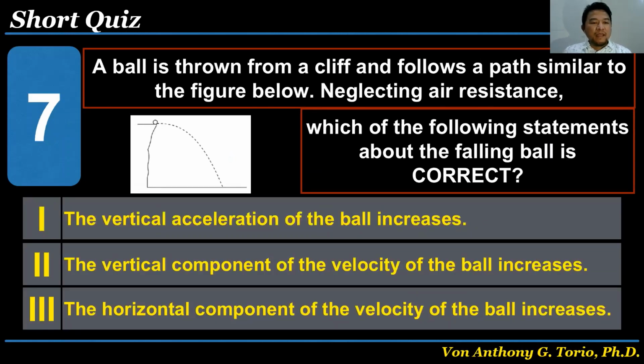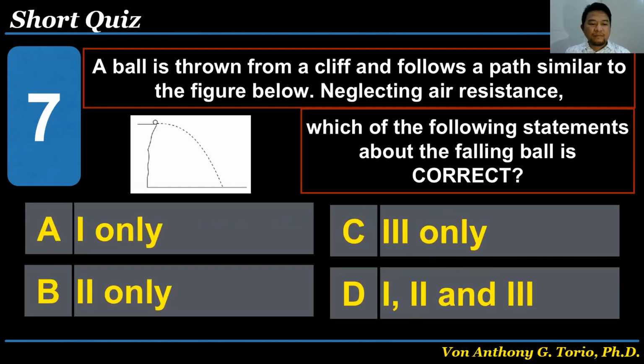Item 7. A ball is thrown from a cliff and follows a path similar to the figure below. Neglecting air resistance, which of the following statements about the falling ball is correct? Number 1, the vertical acceleration of the ball increases. Number 2, the vertical component of the velocity of the ball increases. Or number 3, the horizontal component of the velocity of the ball increases. A, 1 only. B, 2 only. C, 3 only. Or letter D, 1, 2, and 3.